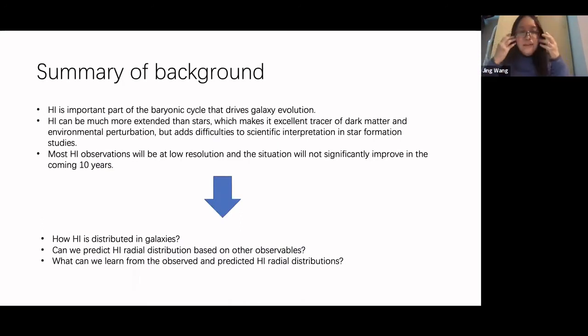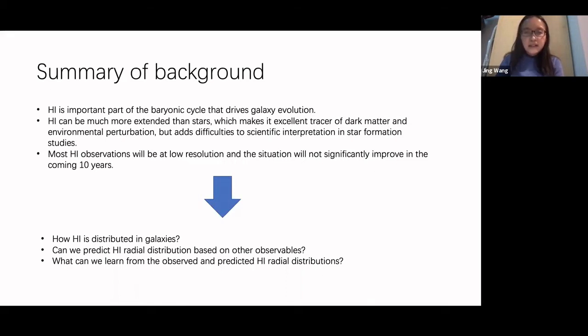Okay, let me briefly summarize my background and raise the key questions I'm trying to address during the rest of my talk. H1 is an important part of the baryonic cycle that drives galaxy evolution. H1 can be much more extended than stars, which makes it an excellent tracer of the dark matter or environmental perturbations, but it adds difficulties to scientific interpretation about the star formation process. Most H1 observations in the coming 10 years won't perfectly resolve the spatial distribution in the galaxy.